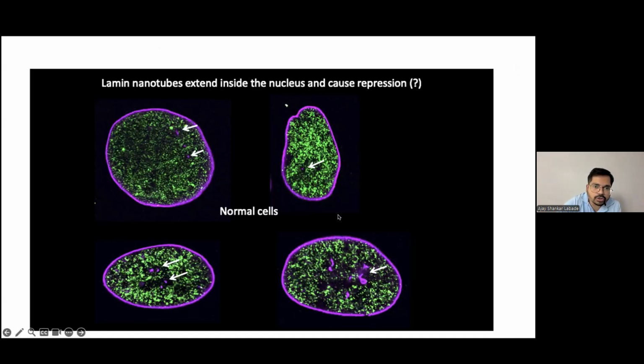So as you can see, we also notice that occasionally, normal cells also show these lamin nanotubes. And whoever has done the lamin staining, you do see these internal lamin foci. When we did a staining for RNA polymerase 2, this is an active polymerase 2, serine 5 phosphorylated, mostly associated with promoters, we saw that wherever there is a lamin dot inside the nucleus, it has an exclusion zone for RNA pol 2. There is no RNA pol 2. So we hypothesized that maybe in progeria cells, these lamin nanotube protrusions are causing non-specific repression of active chromatin.